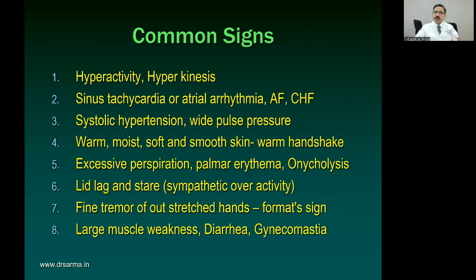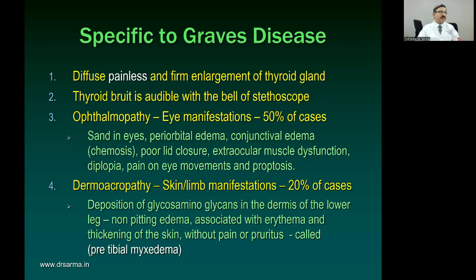Now, what are those which are specific to Graves'? There are certain features which are specific to Graves'. Diffuse, painless, firm enlargement of the thyroid gland. Thyroid bruit is audible with the bell of the stethoscope. Like you put on the carotid in a case of aortic stenosis, you hear the bruit, right? Similarly, on the thyroid gland, you can hear a thyroid bruit. Don't call it brute, it is called bruit.